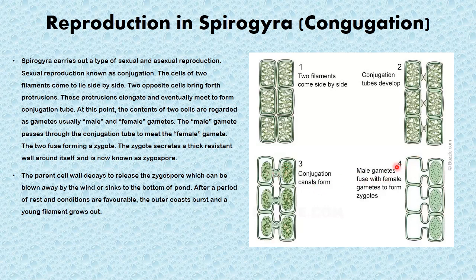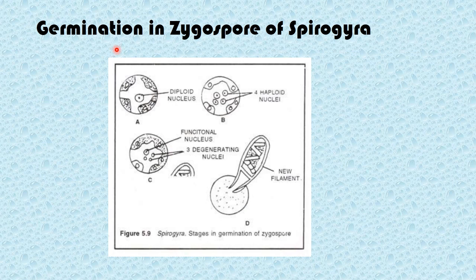Now in the 4th process here, the male gamete fuses with the female gamete to form a zygote. So you can see these are the zygotes being formed right here when the male and the female fuse together. Now right here you can see a pictorial representation of the germination of the zygospore of Spirogyra.